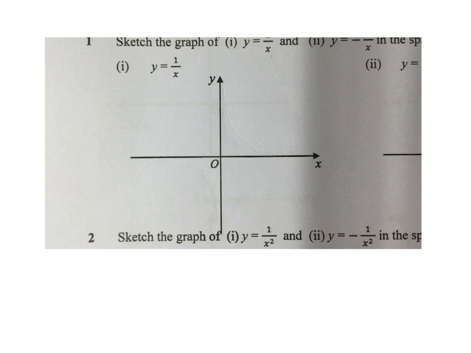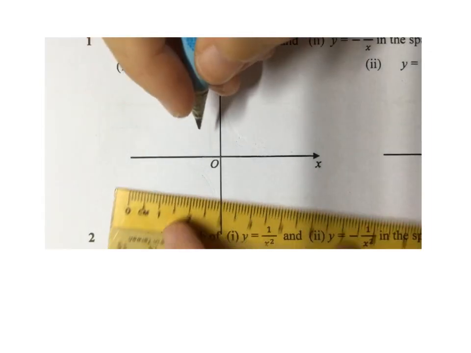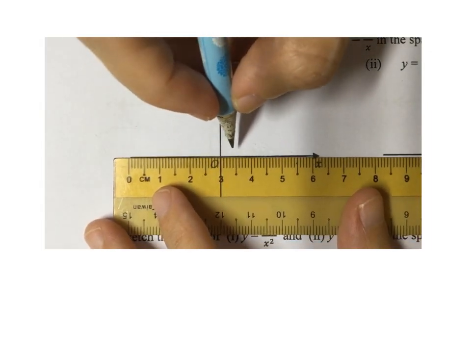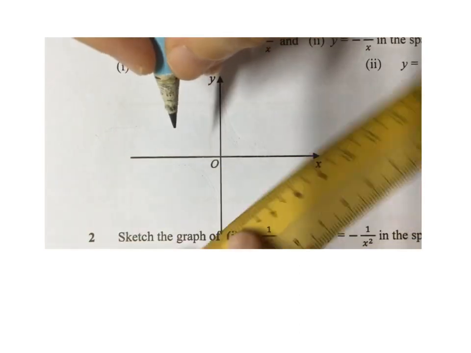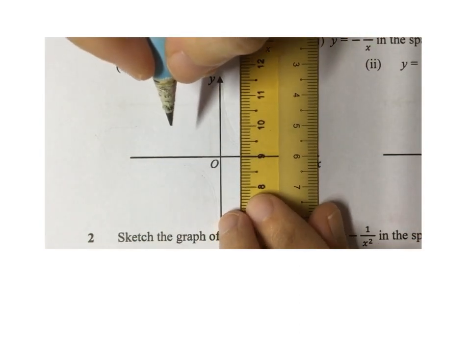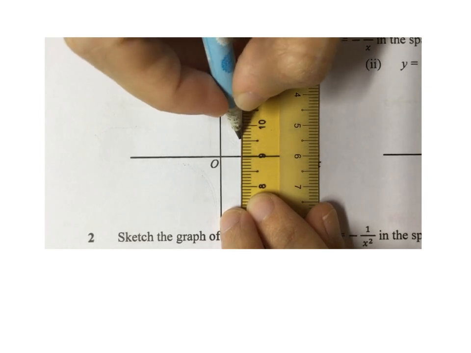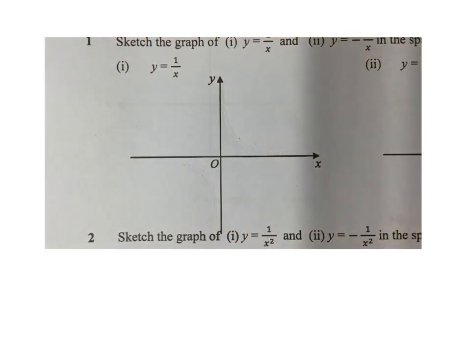For me, I'm going to use a point on the line y equals x to help myself. For example, I use the measurement of 0.6 cm and 0.6 cm. As I sketch, this part of the curve should get nearer and nearer to the y-axis. This part of the curve should get nearer and nearer to the x-axis.